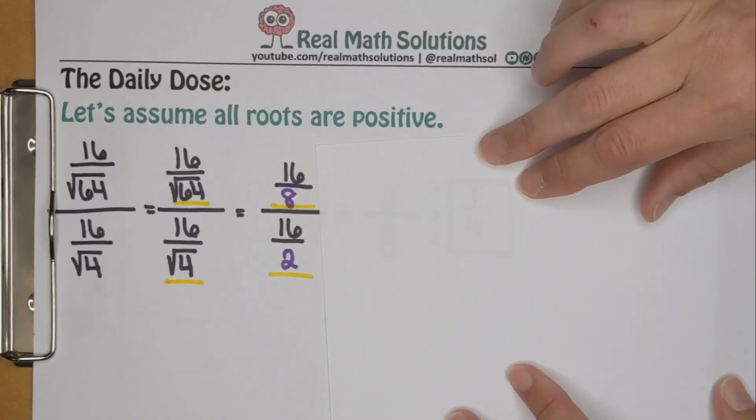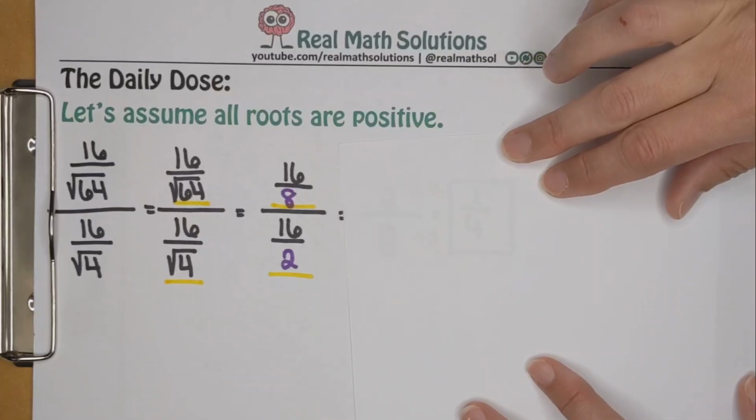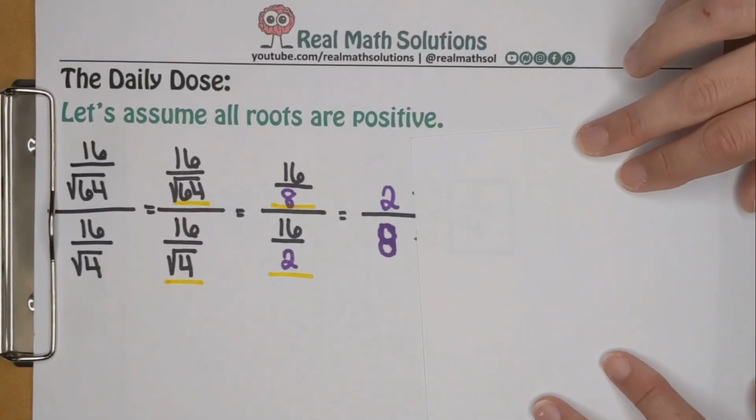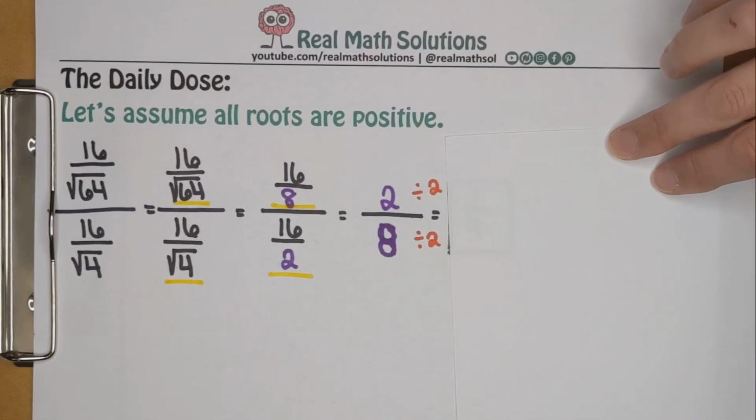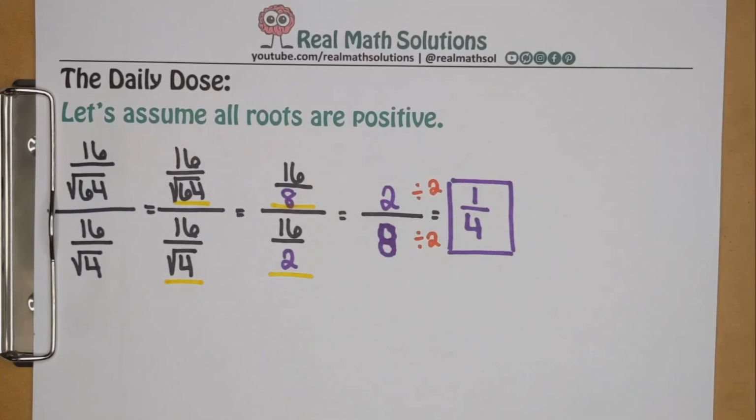Now we can simplify our numerator and denominator still by dividing. 16 divided by 8 is 2, and 16 divided by 2 is 8. Now we could leave our answer as 2/8, but rather we're simply going to take that fraction and simplify it to lowest terms, which gives us our final answer of 1/4.